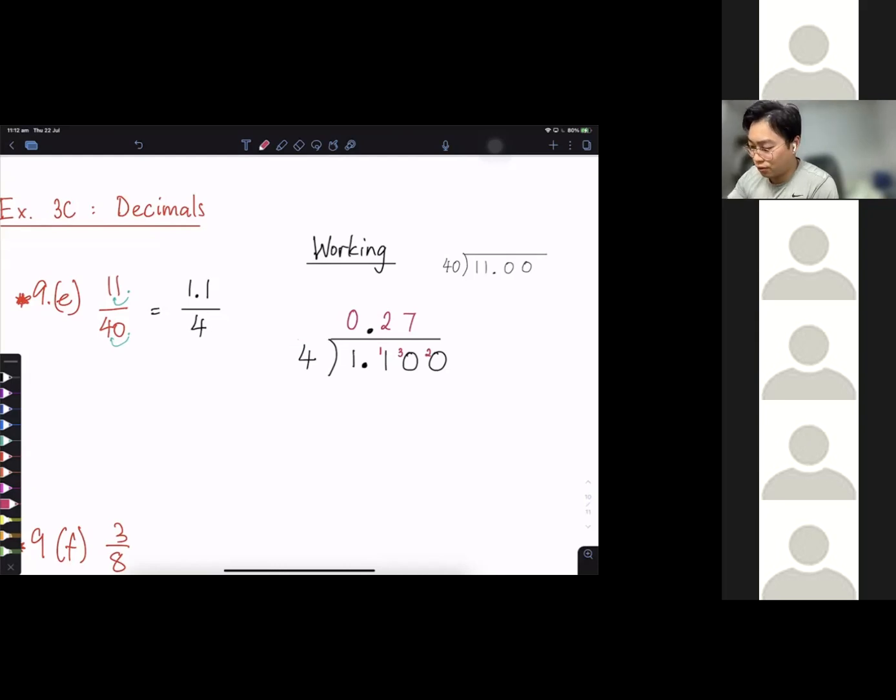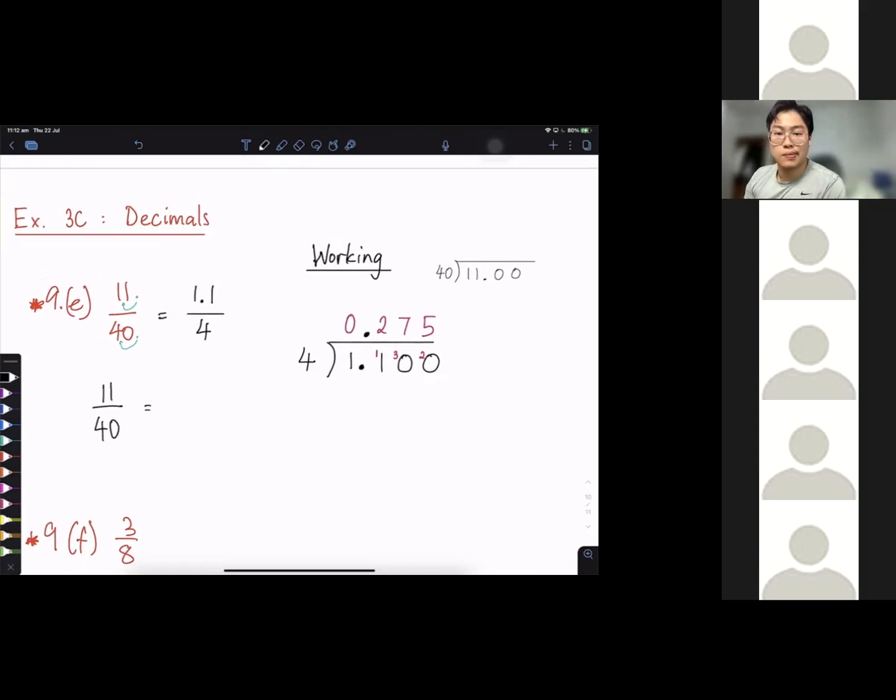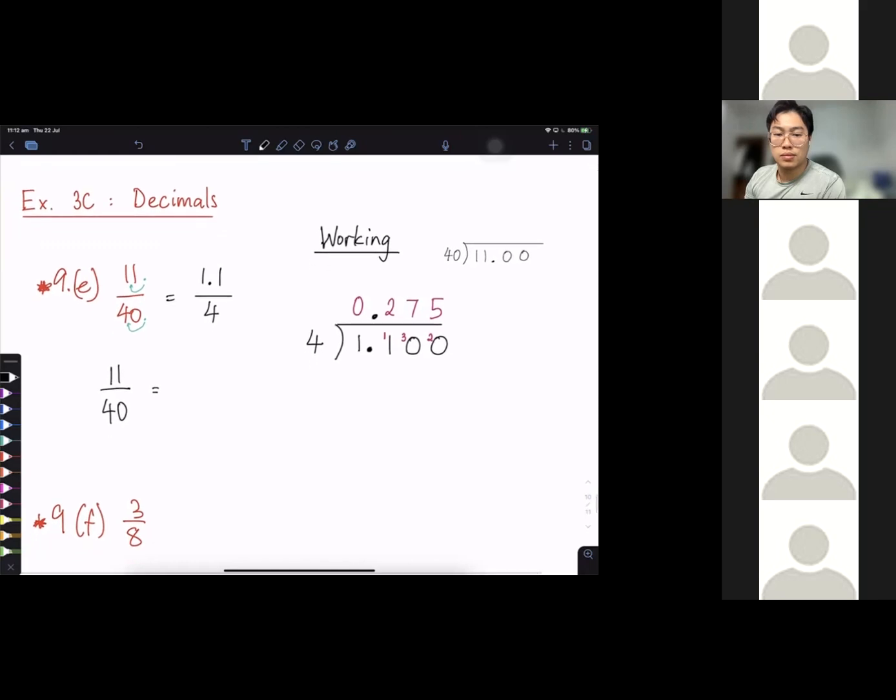Now how many times does 4 go into 20? 5 times. Any remainder? No. No remainder. So that's all, we can cut off right there. So what's our answer then? What's 11 over 40 equal to as a decimal? 0.275. That's correct.